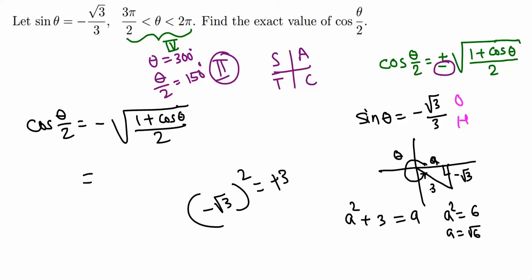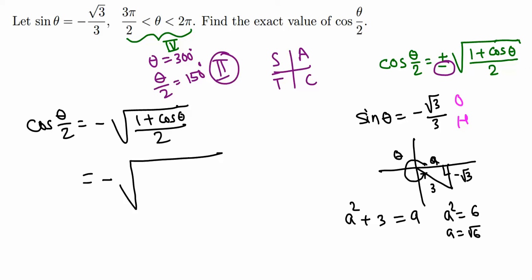Then we can find any trig function. All we have to find here is cosine theta, and we know that cosine is adjacent over hypotenuse. So a is what we just found, root 6 over 3. So let's put that down here. So negative square root of (1 plus cosine, which is a over 3, that means root 6 over 3, that's on the top) all over 2.